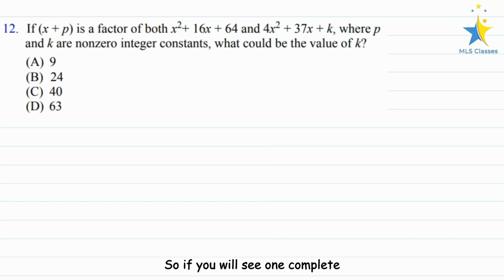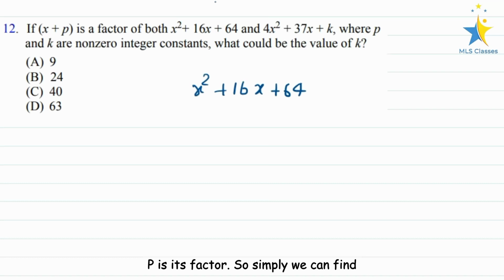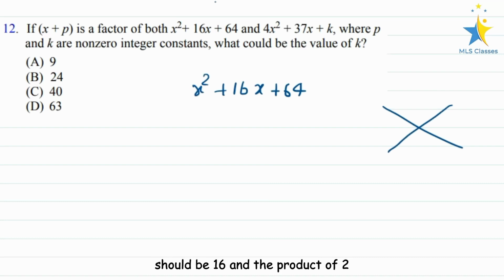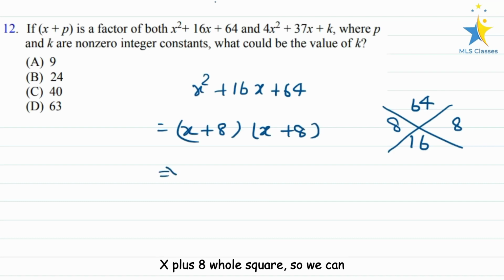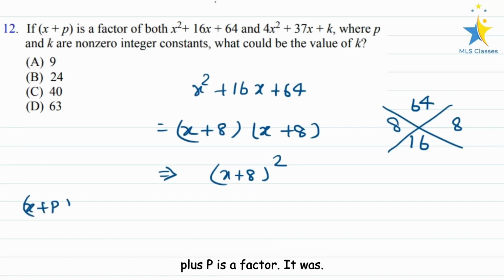So if you look at one complete equation, we have x square plus 16x plus 64, and x plus p is its factor. So simply we can find the factors of this. We can use this method: the sum should be 16 and the product of the two numbers should be 64. So we can take 8 and 8. Then this can be written as x plus 8 times x plus 8. This implies x plus 8 whole square. So we can say that x plus p is a factor, so p will be equal to 8.